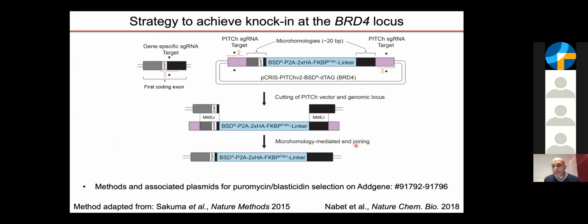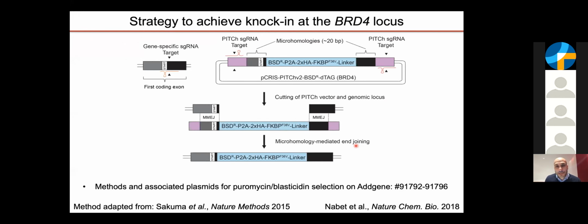And so as Jay had previously shared in his seminar, the dBET molecules, for example, target BRD2, 3, and 4. And so what we were interested in doing was seeing if we could leverage the dTAG system to actually selectively deplete just one BET bromodomain protein and then compare that to the consequences of hitting the entire family.